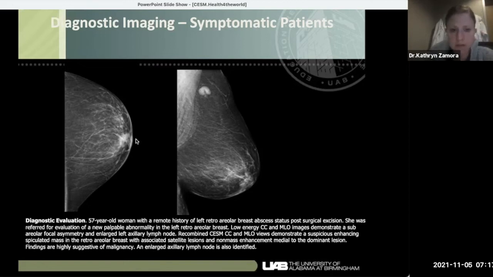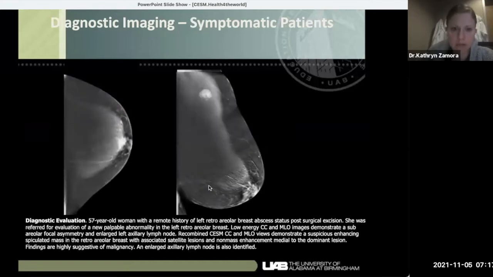Here on the left is the CC view. You can see a focal asymmetry or even an irregular mass in the subareolar breast, and you can also see this morphologically abnormal lymph node in the axilla. The recombined images demonstrate an irregular enhancing mass with indistinct margins here, which is consistent with malignancy. And you can also see that she has multifocal disease. She has quite a few other little additional areas of enhancement. And this enhancement in the morphologically abnormal lymph node is also noted.